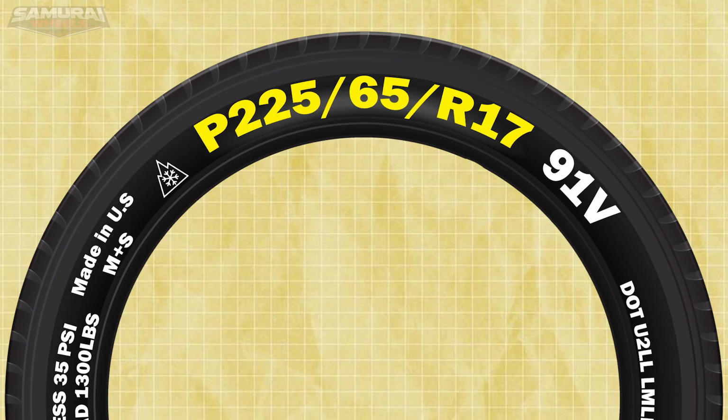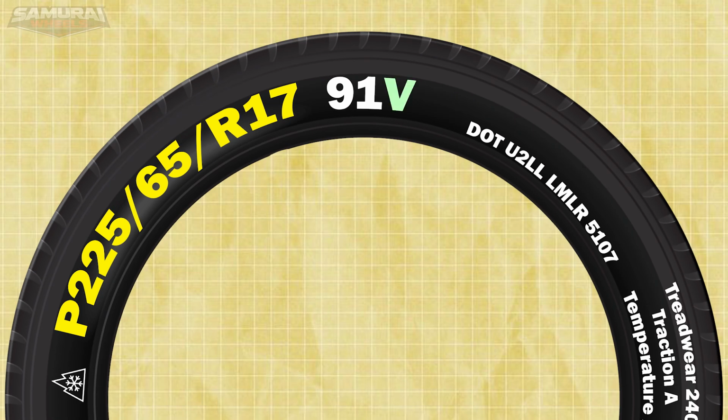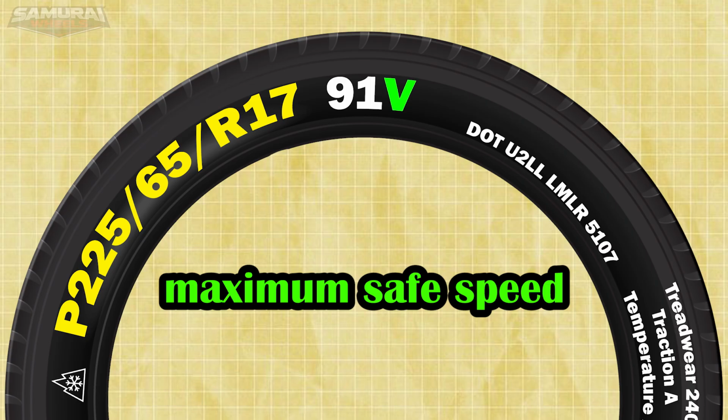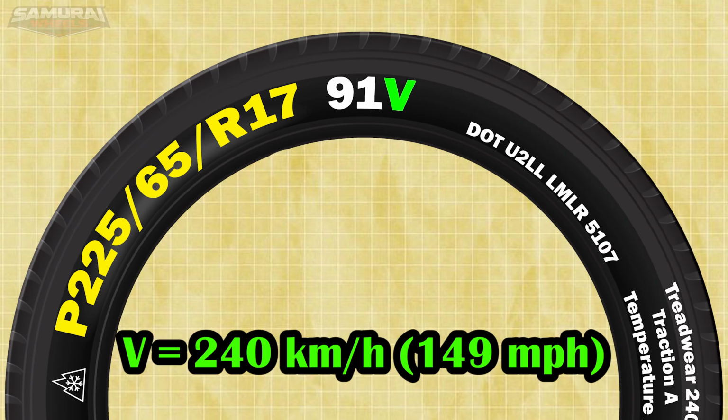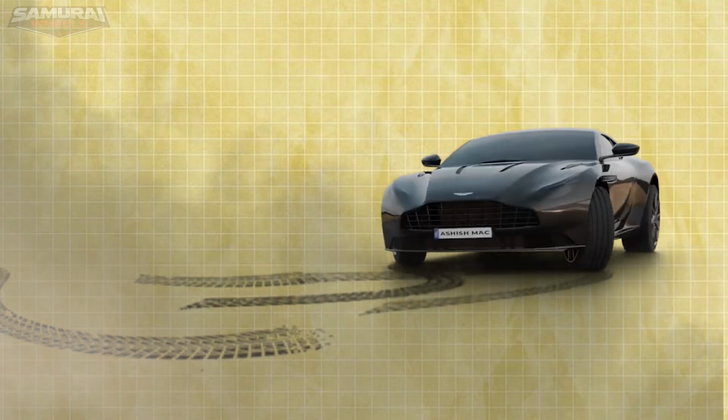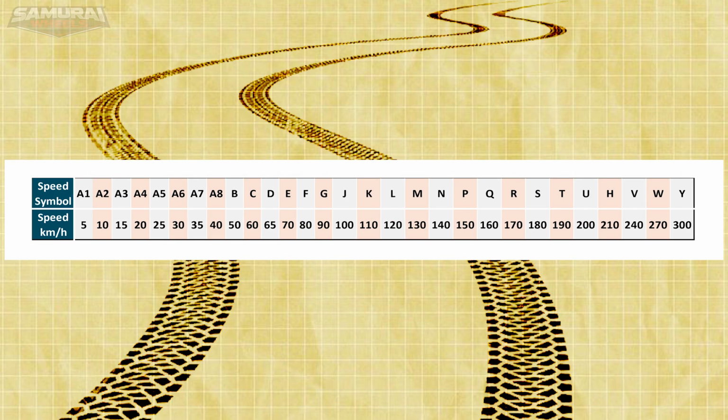Speed rating: a letter symbol, for instance, V, indicates the maximum safe speed the tire is rated for. V equals 240 kilometers per hour, 149 miles per hour. It reflects the tire's high-speed performance capability, typically for sporty or performance vehicles. This code is used in technical specifications, registration, and vehicle manuals. This is a standardized code that manufacturers use globally, especially in tire size markings.